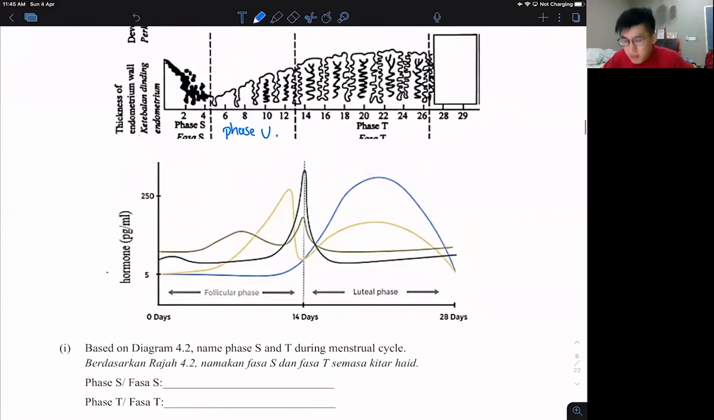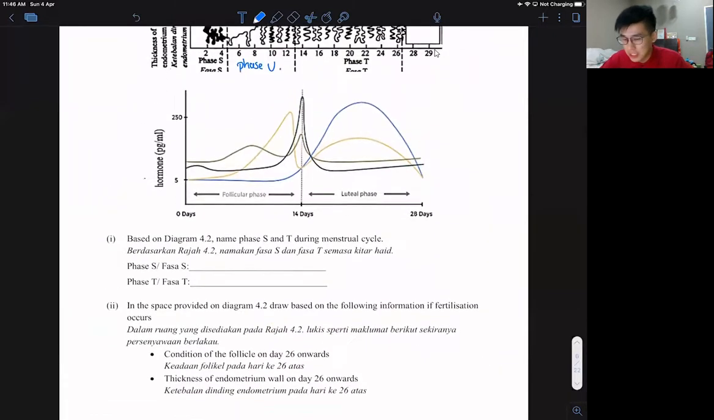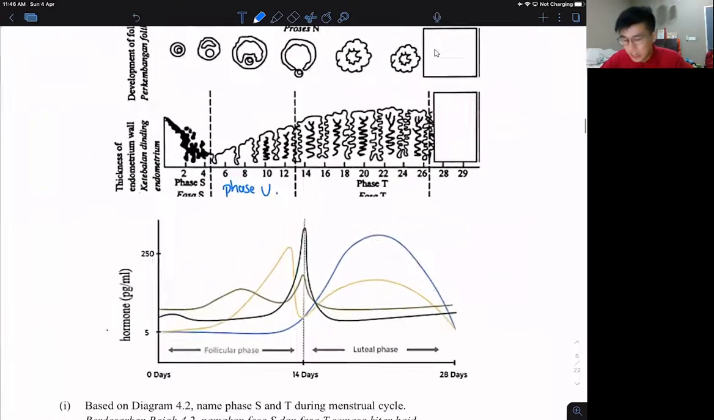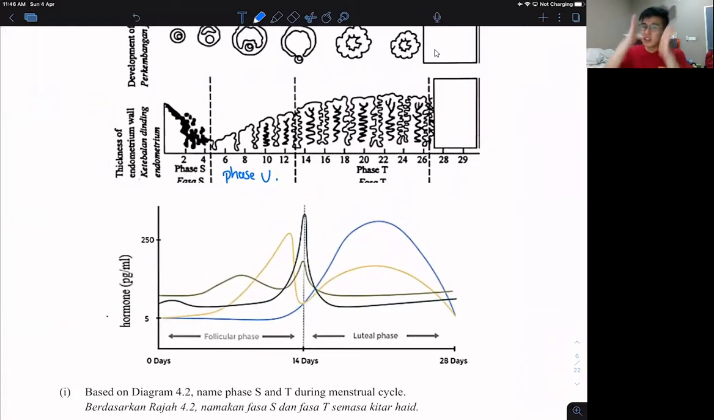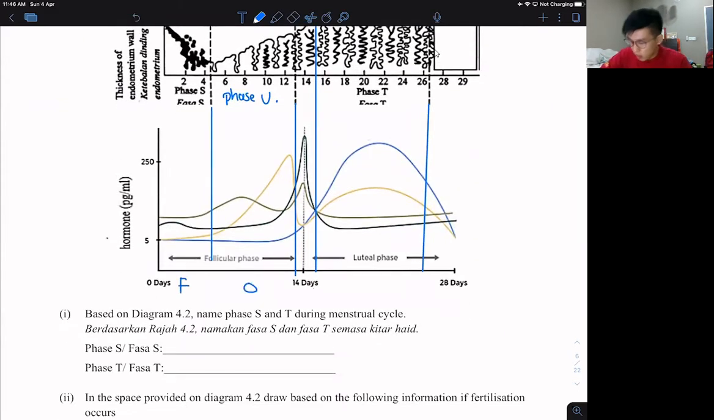Now, number one, they say based on 4.2, name phase S and T during the menstrual cycle. So like I said, divide it into the 4 stages, whereby the question has actually divided it already. I mean for the endometrium, so you just draw the line down here, and you have one more over here, of course. So write down first, FOLT.